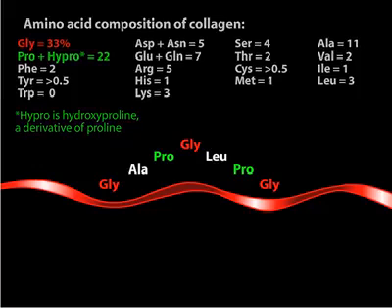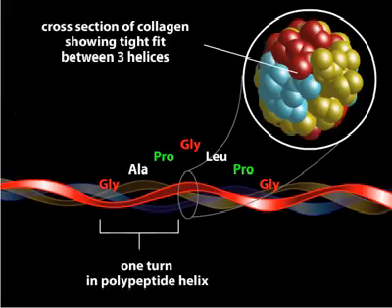Each helix contains 3 amino acids per turn, with glycine located at every 3rd position. The 3 polypeptides in a collagen molecule associate with their glycines all facing collagen's center. Glycine is the only amino acid small enough to allow the polypeptides to pack, by hydrogen bonding, into a tight cable.